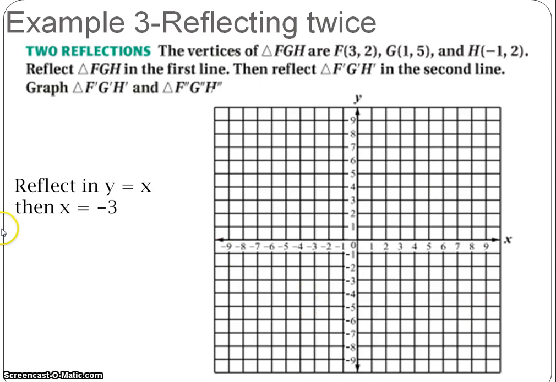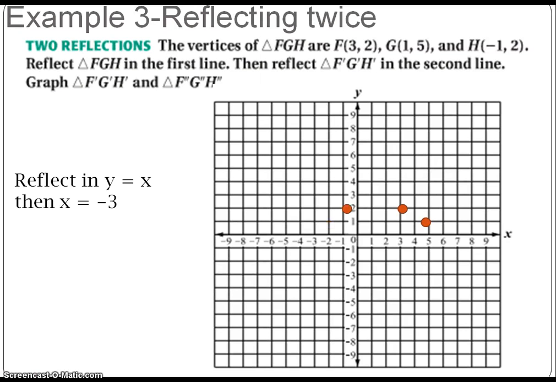We have a triangle with the vertices F, G, and H. So what we're going to do first is plot those points. So we have the points (3, 2), (1, 5), and (-1, 2). And we're going to label those as F, G, and H. And then from there, we're going to connect the points. And I want you to take notice here, we're labeling it with just F, G, and H because it is just the pre-image.